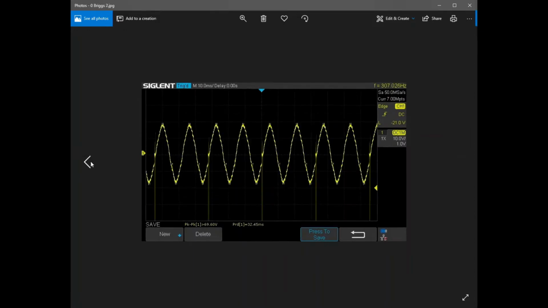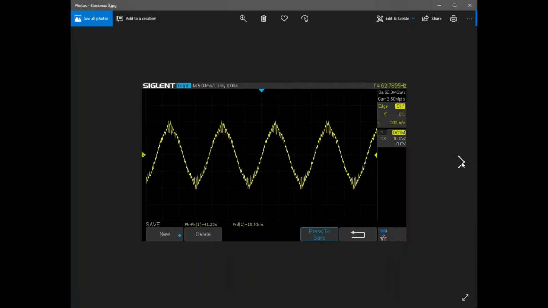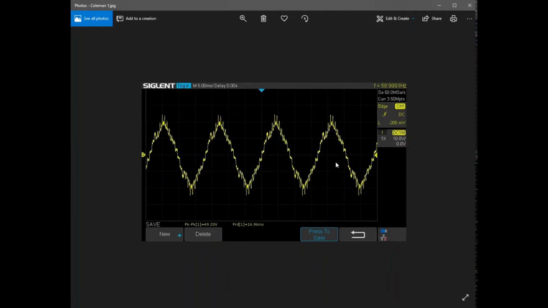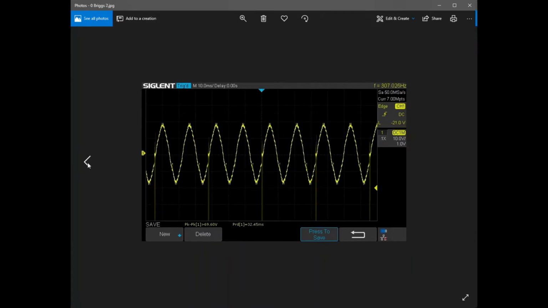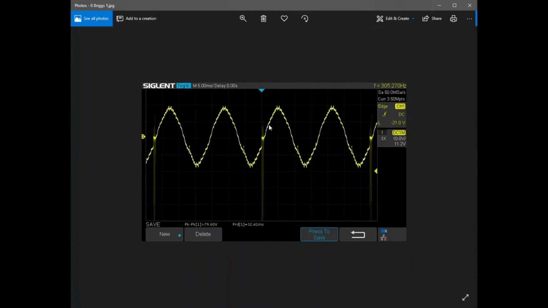So right off the bat, I think you'll notice that the overall curve, the sine curve, is smoother than the other two. So just look at how smooth this transition is here, versus, say, the BlackMax, and especially the Coleman. The Coleman's a lot rougher all the way around. And this highlights that right there.